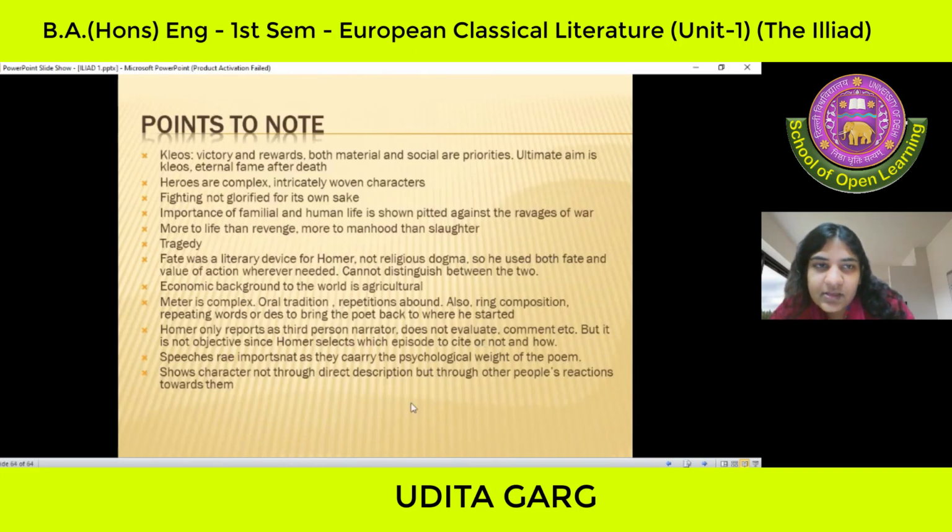Now, summing up, these are some of the points that you can probably refer to, note. So, Kleos, which is victory and rewards, the glory, both material and social, are priorities. The ultimate aim is Kleos, which is eternal fame after death.